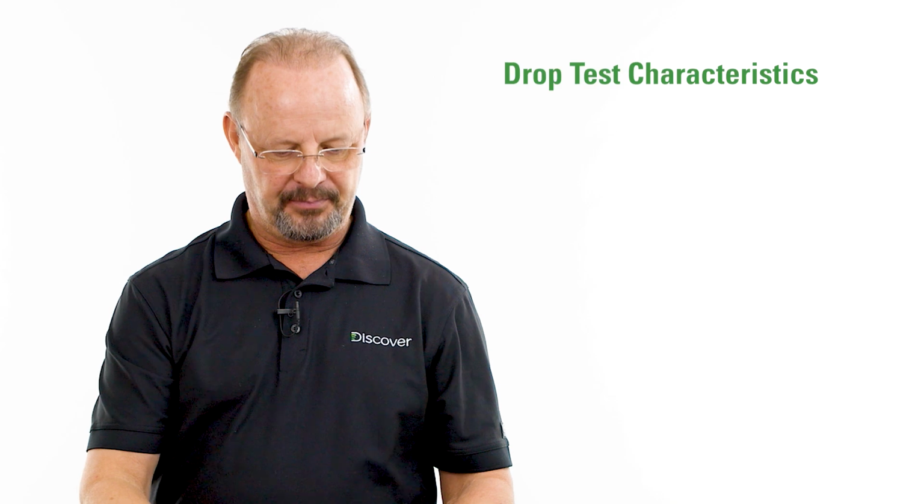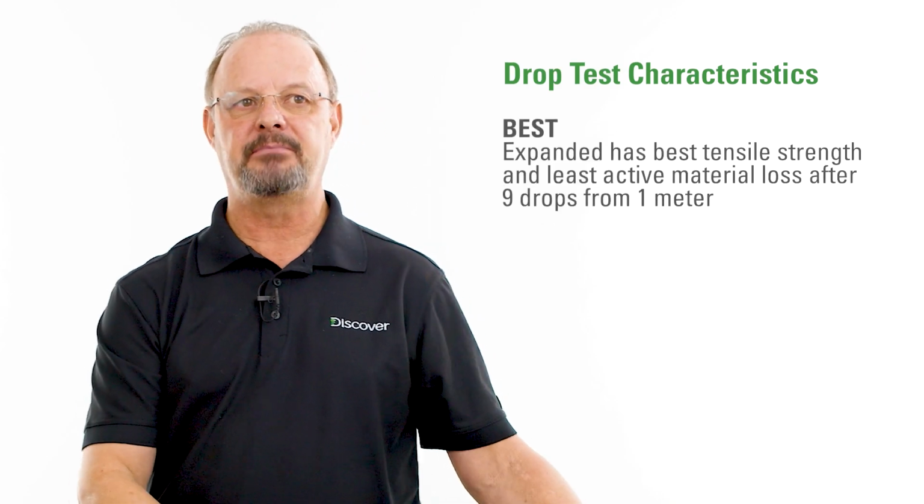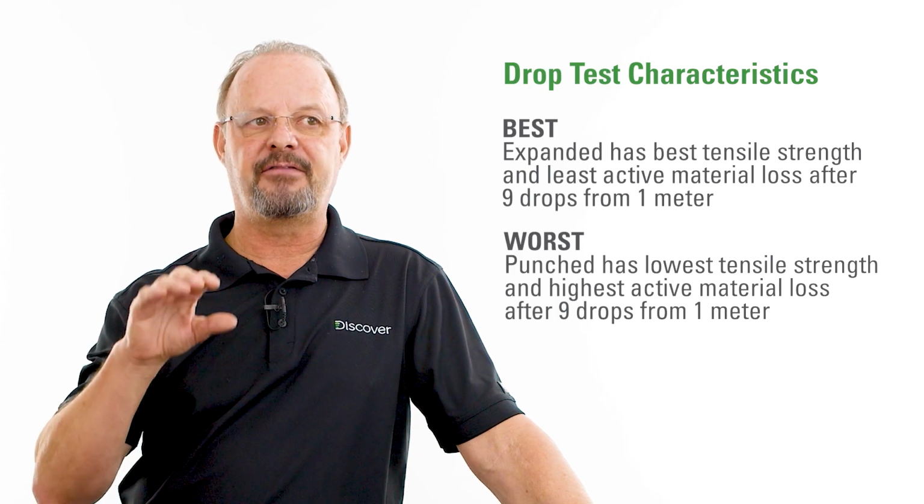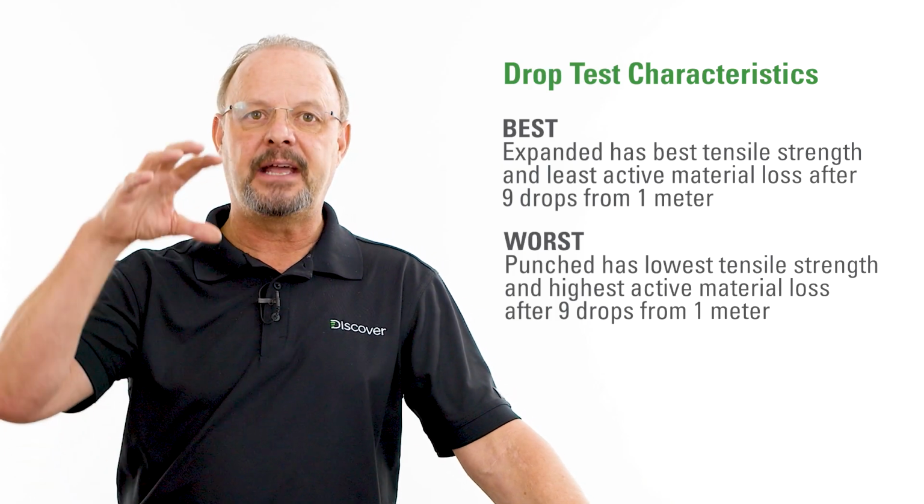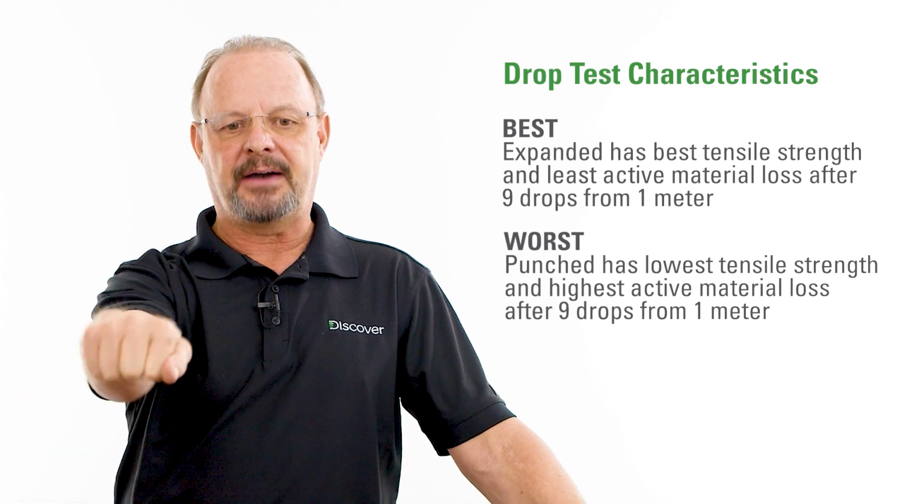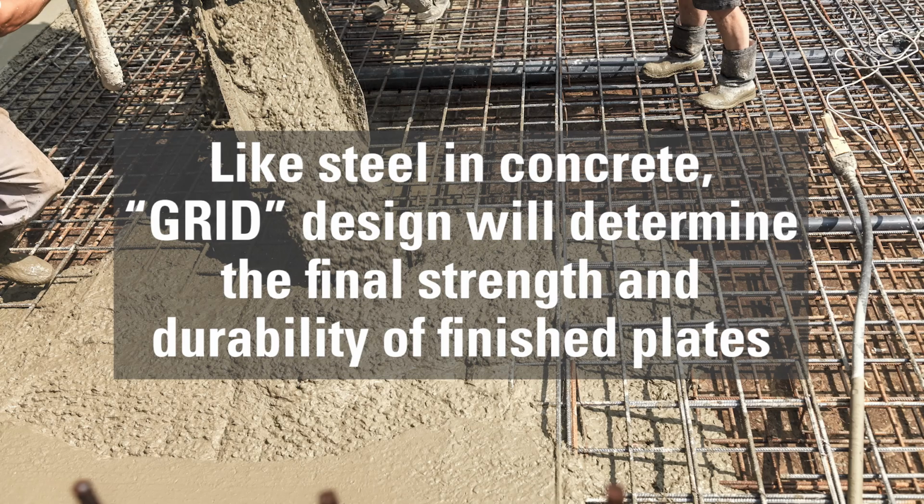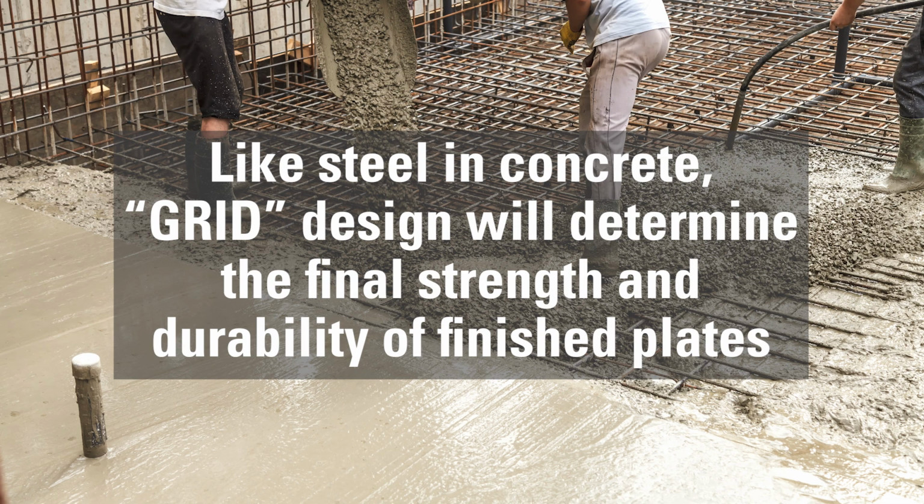In our tests, expanded metal grids prove in the drop test that they have better tensile strength and that they will lose less active material after being dropped 9 times. So in summary, as it relates to grids, I mentioned earlier that I would keep coming back to using concrete and rebar as an analogy to building a battery. But like steel in concrete, grid design will determine the final strength and durability of the finished plates.